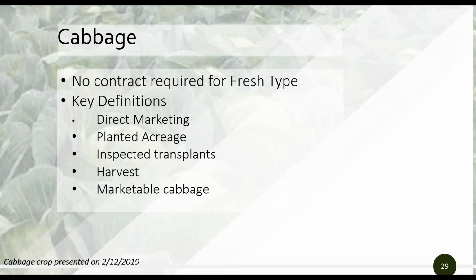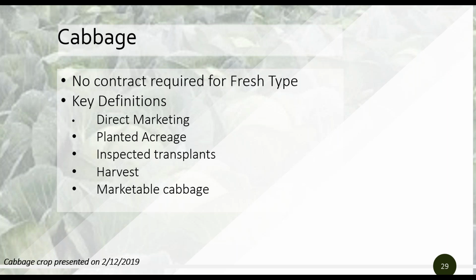So before we go much further, we need to discuss some key definitions. The first thing I want to talk about on this slide is, remember, there is no processing contract required for fresh type. And at this time, fresh type is the only type insurable in the state of Pennsylvania.